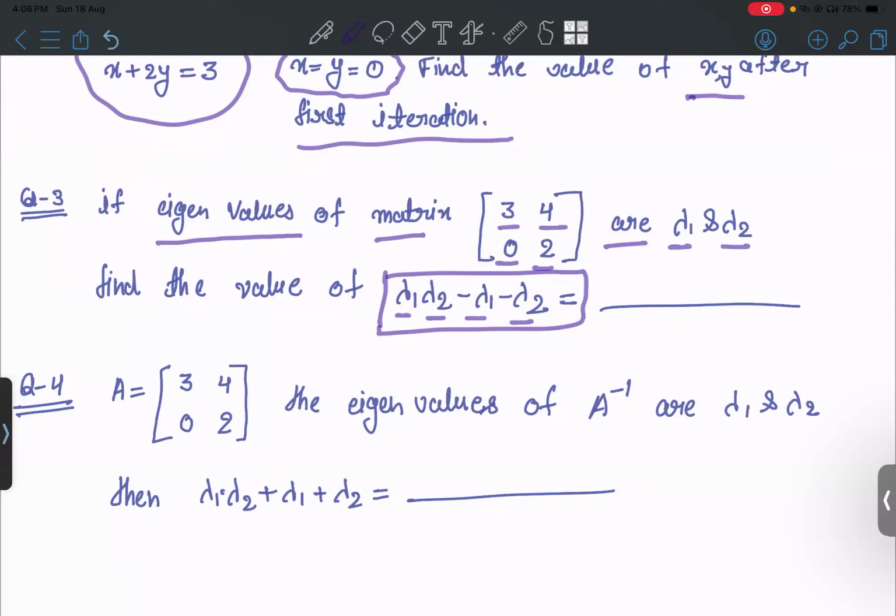Now please solve this third problem. If eigenvalues of the 3, 4, 0, 2 matrix are lambda 1 and lambda 2, we want to find lambda 1 multiplied by lambda 2 minus lambda 1 minus lambda 2. So simply you need to first find the eigenvalues. Once you find them, you can put them in this expression and find its value.